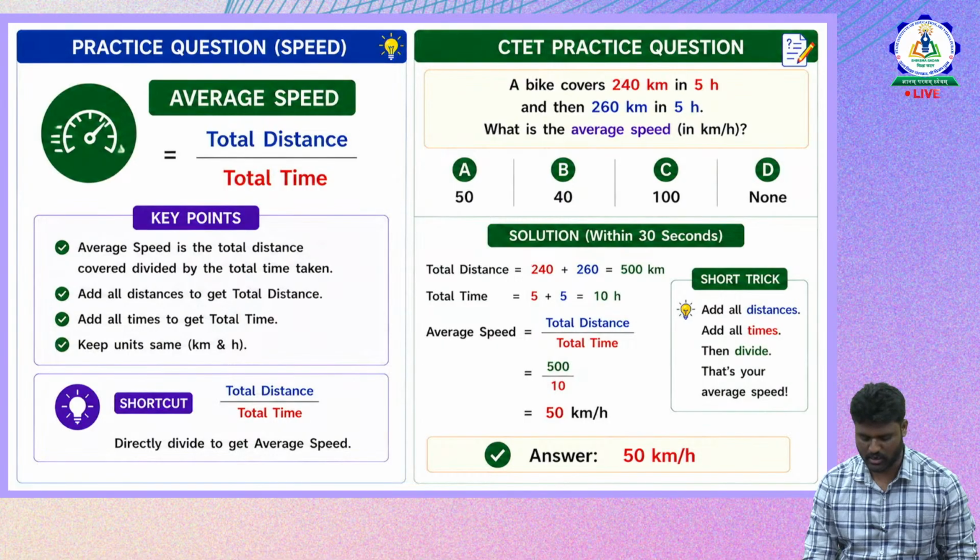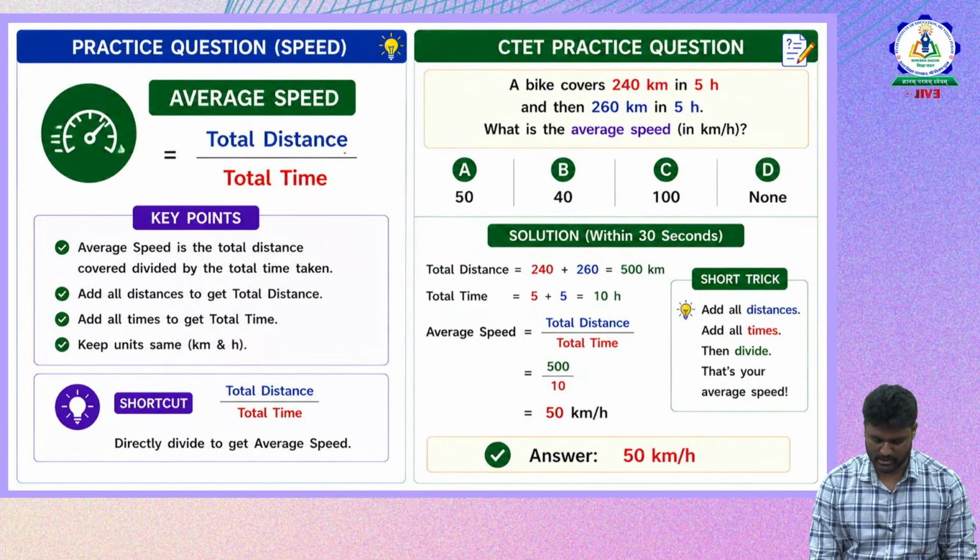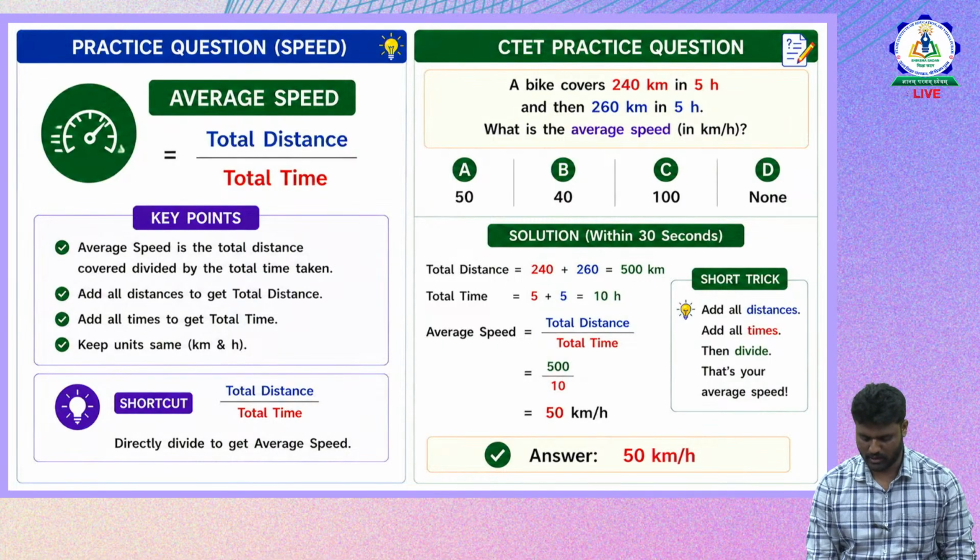What is the formula to identify the average speed here? Total distance by total time. Now let us see what is the total distance. In 5 hours first it covers 240 and the second it covers 260. So the total distance he covered is 500 kilometers. How much time has he taken to cover the 500 kilometers? 5 hours plus 5 hours, total 10 hours.